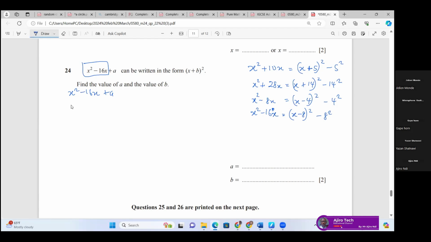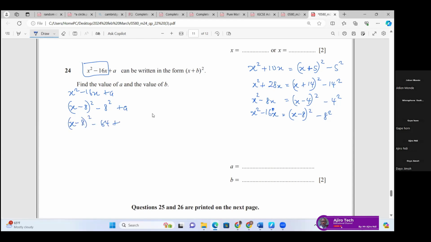Okay, close. So I have x minus 16 x is minus 8 all squared, then minus that 8 squared, then this is plus a. So if I do this, I have x. Look at now, this is x minus 8 all squared minus 64 plus a.